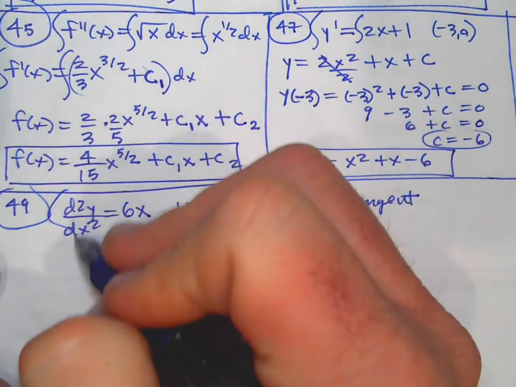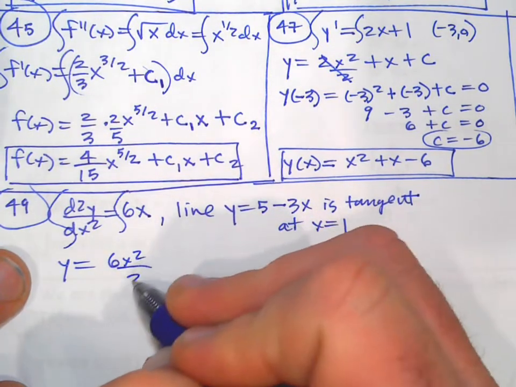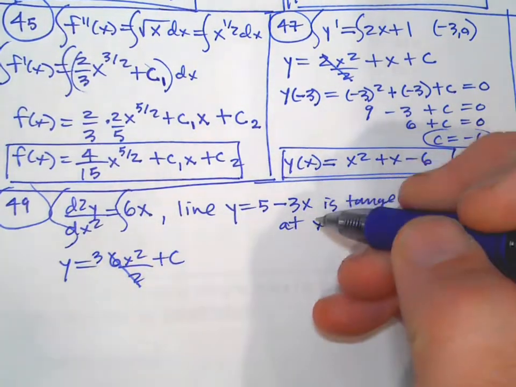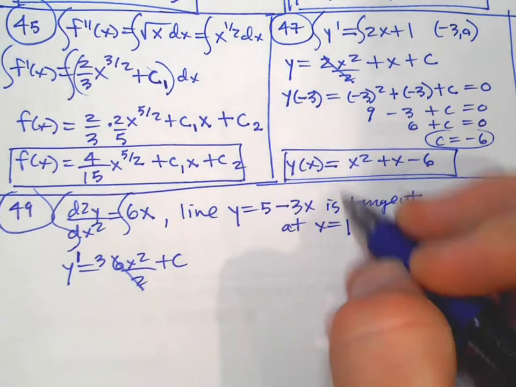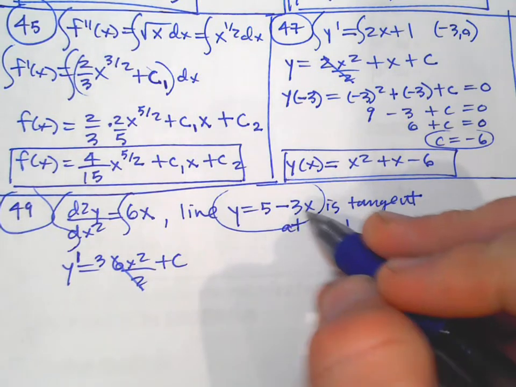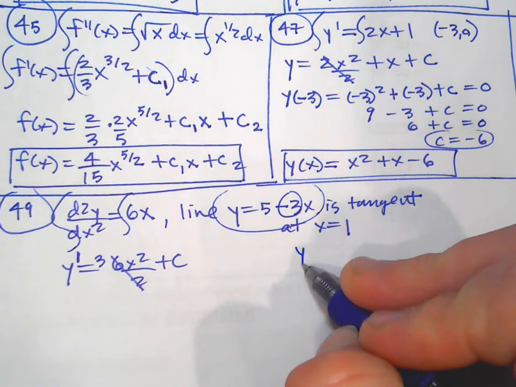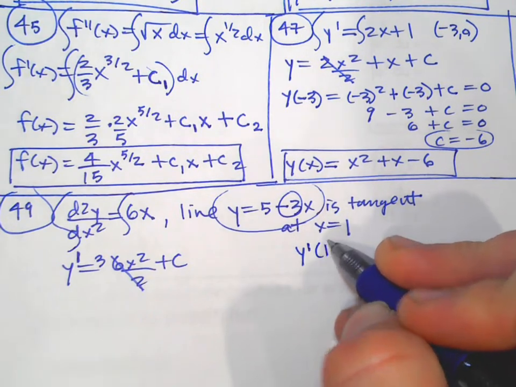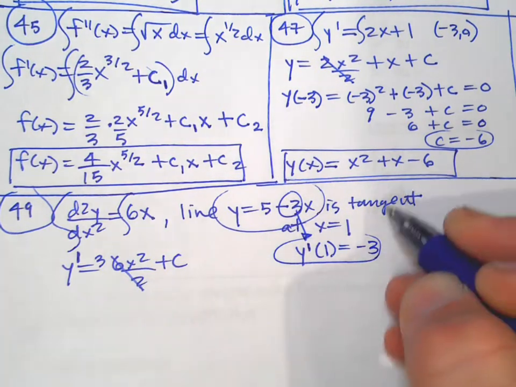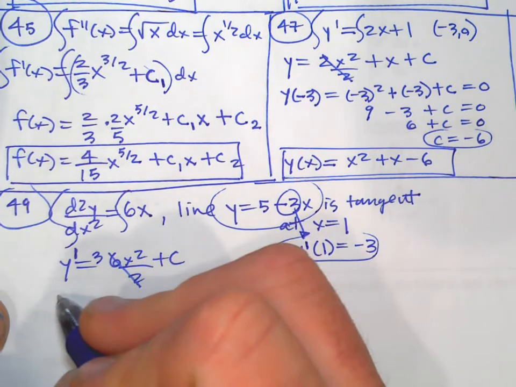So we're going to integrate once, and that's going to be 6x squared over 2 plus c. Now, this is the first derivative. Is there anything about this tangent line that could help us? Isn't this saying that the slope of the tangent line is -3, and isn't that the slope of the curve? Isn't y prime at 1 going to equal -3? That slope is also the slope of our curve at this point.